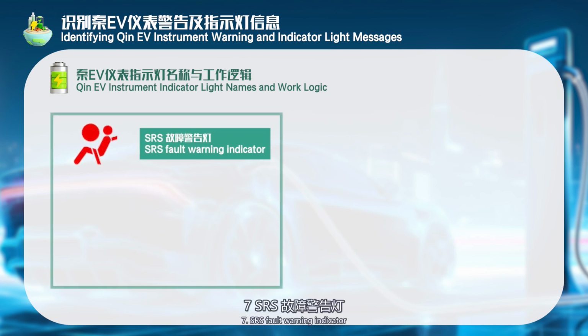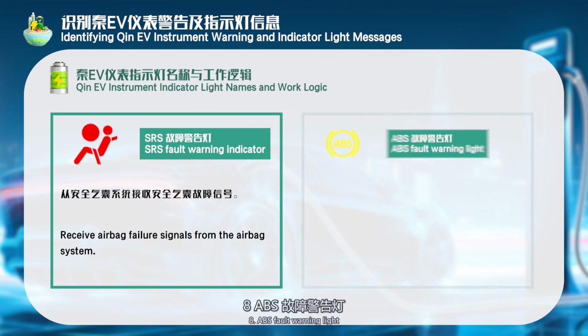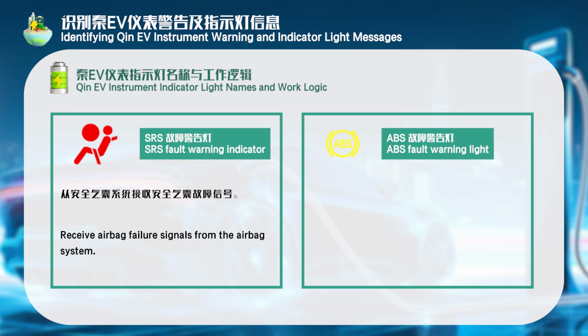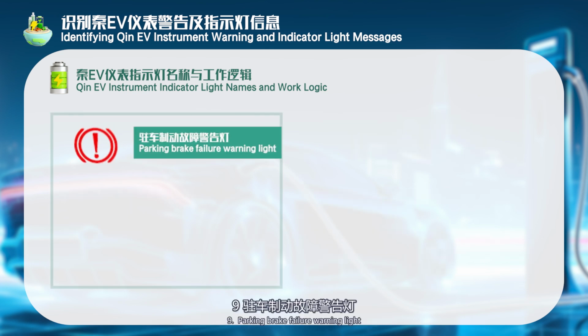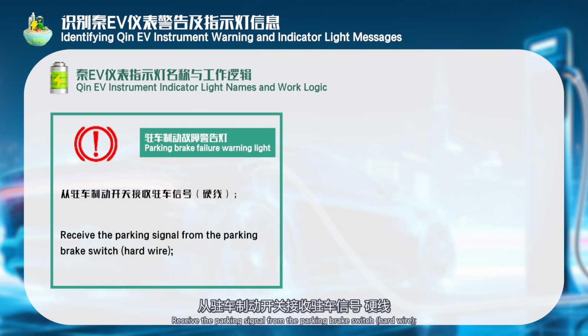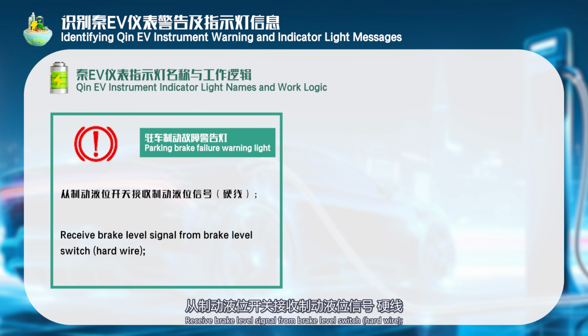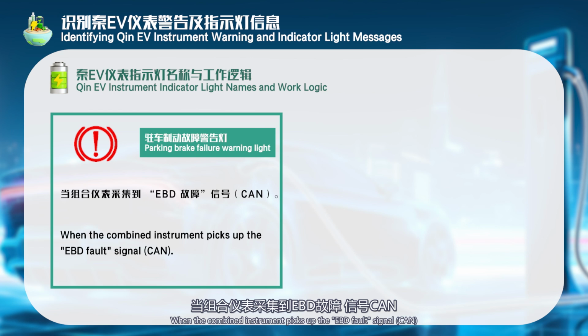7. SRS fault warning indicator. Receive airbag failure signals from the airbag system. 8. ABS fault warning light. Receive the ABS system fault information sent by the gateway and turn on the indicator. 9. Parking brake failure warning light. Receive the parking signal from the parking brake switch hard wire. Receive brake level signal from the brake level switch hard wire when the combined instrument picks up the EBD fault signal.